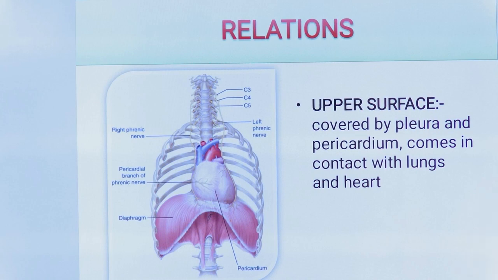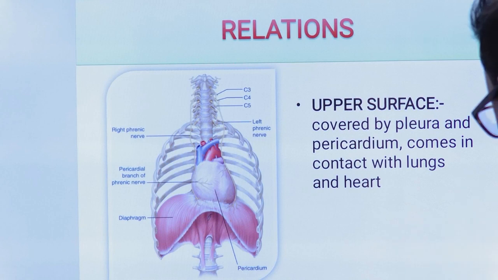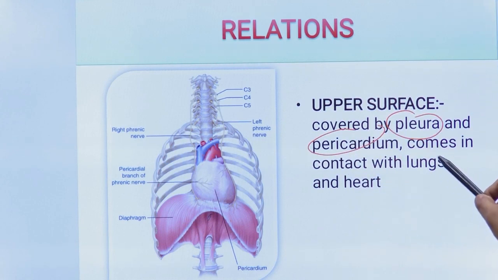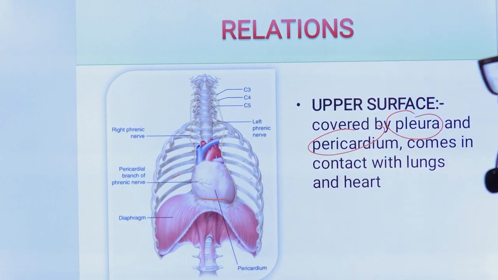Now, some relations. The upper relation is the pleura. We have the pleura and the pericardium in contact with the lung also. So, we have the pleura over there, the lung on either side. This is the lung and the pleura, which is in direct contact with the diaphragm's upper surface.